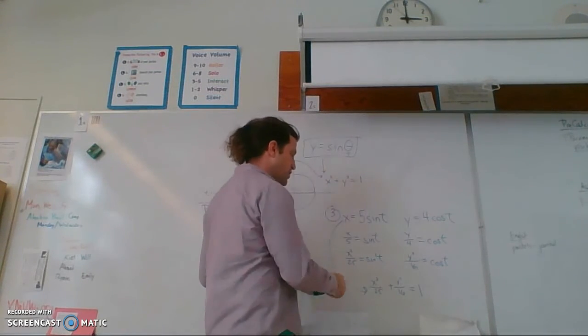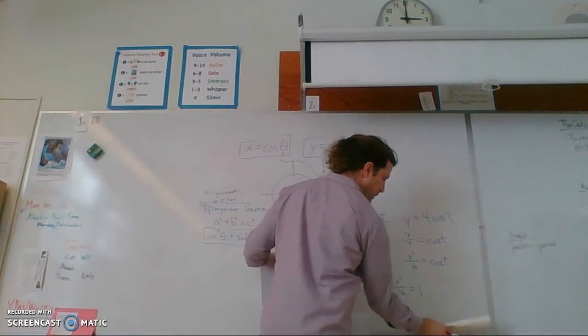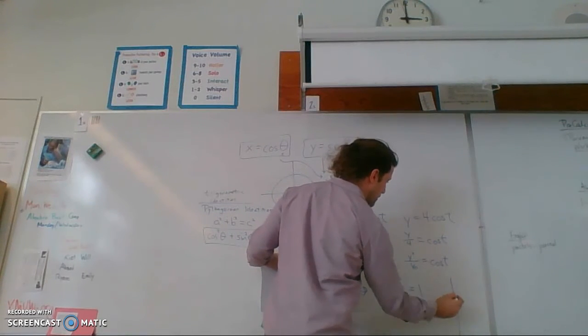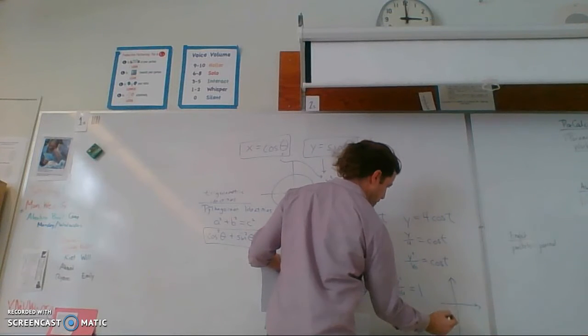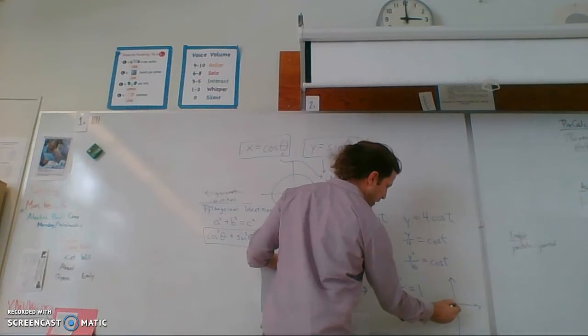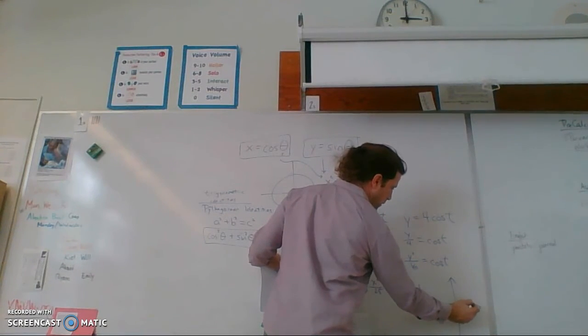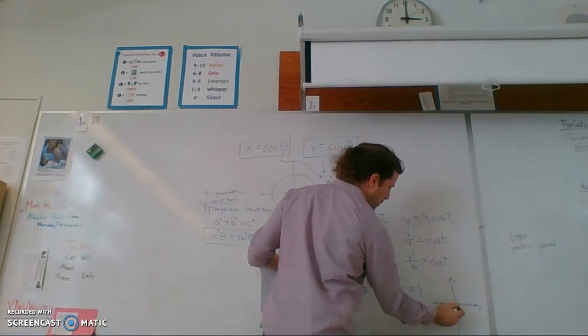And what's that shape? Well, it's an ellipse. It's a horizontal ellipse. It's 5 wide, 4 high.